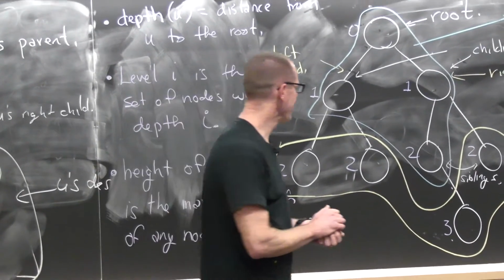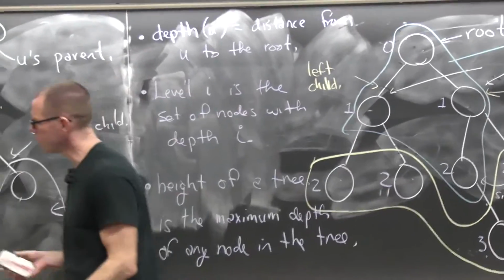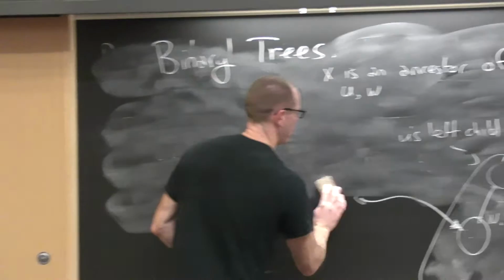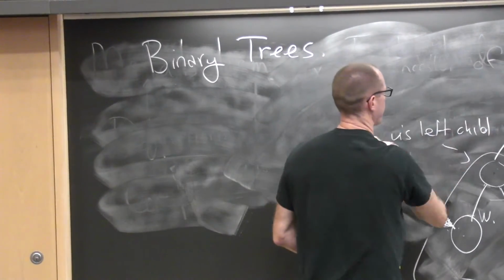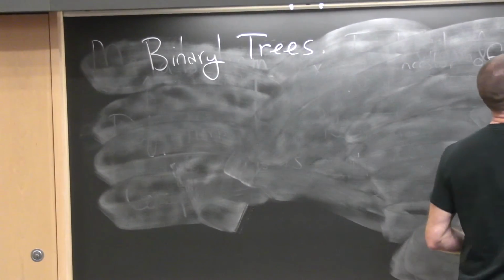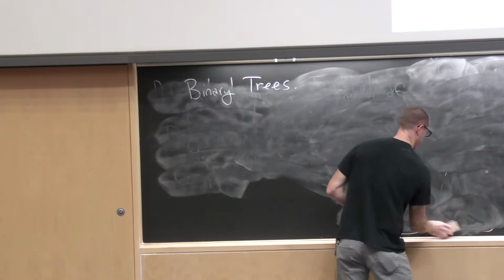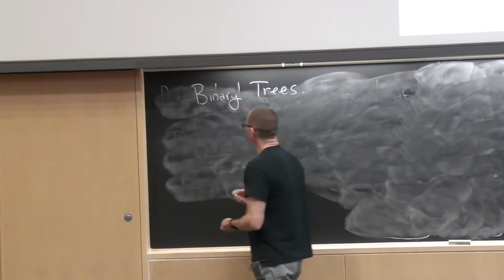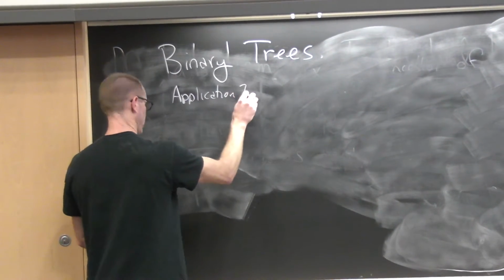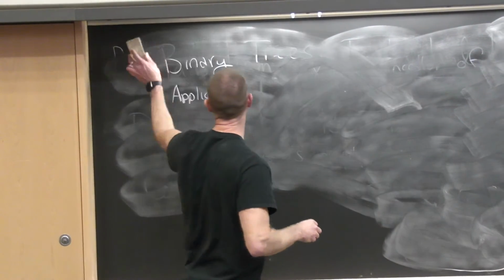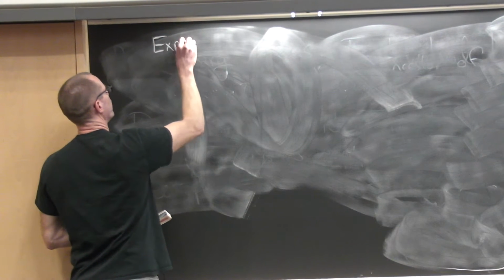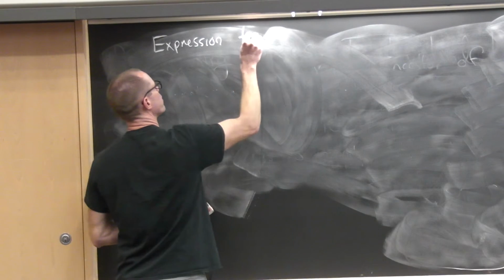Okay. All right, so what are these things good for? I said that computer scientists love them and that they have all kinds of applications. So let's look at 3 such applications. Application 1, expression trees.